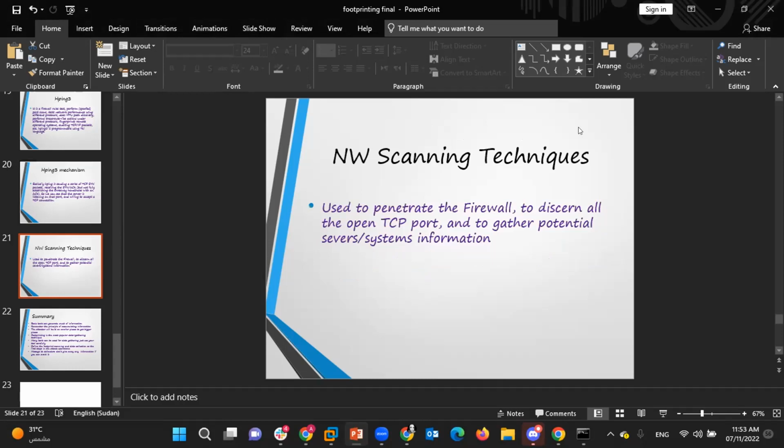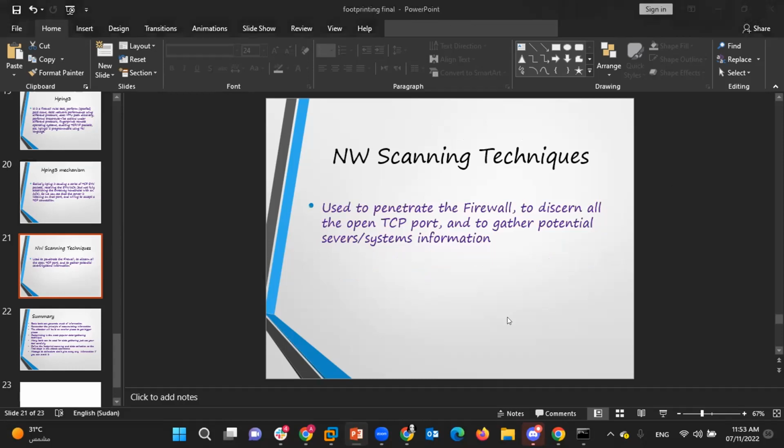Okay, for now let us talk about network scanning techniques. What is it and why? Network scanning techniques are used to penetrate the firewall, discern all the open ports, and gather potential server and system information. So with network scanning, all of these tools are the same. We use them just to collect or gather information.